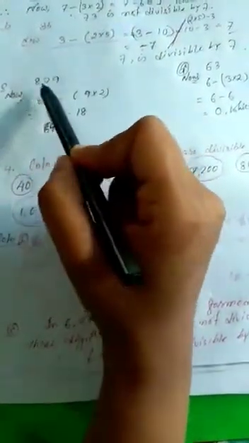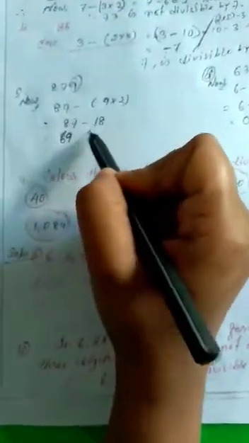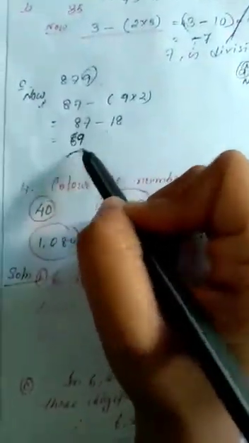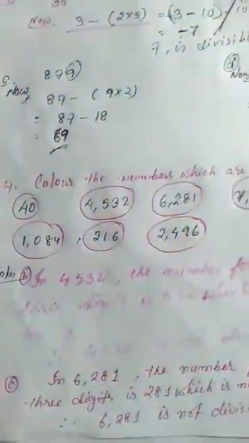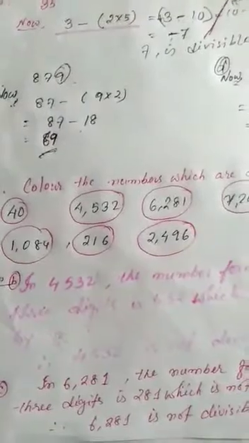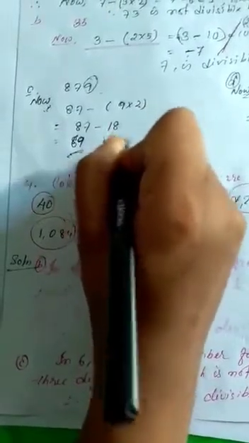Alright students, now I am showing one more number, that is 879. In 879, we have to double the 9. So 9 into 2 is 18, and 87 minus 18 gives 69, which is not divisible by 3. So 879 is not divisible by 3.